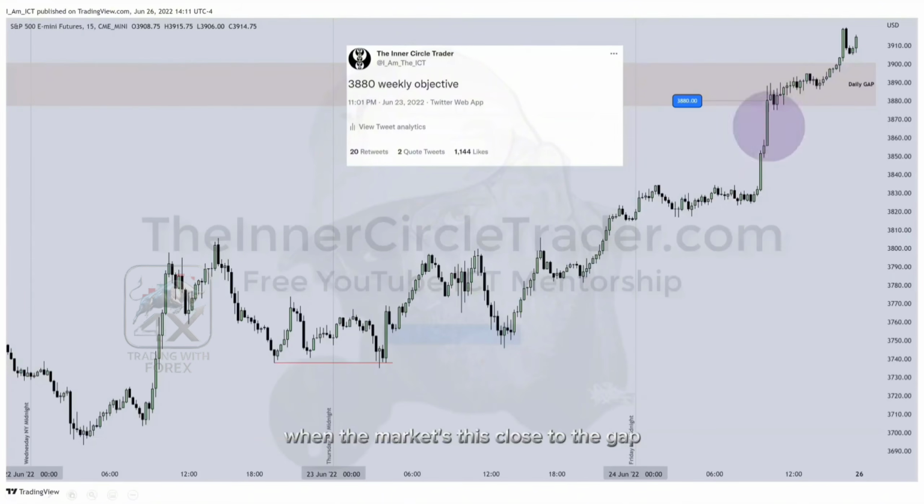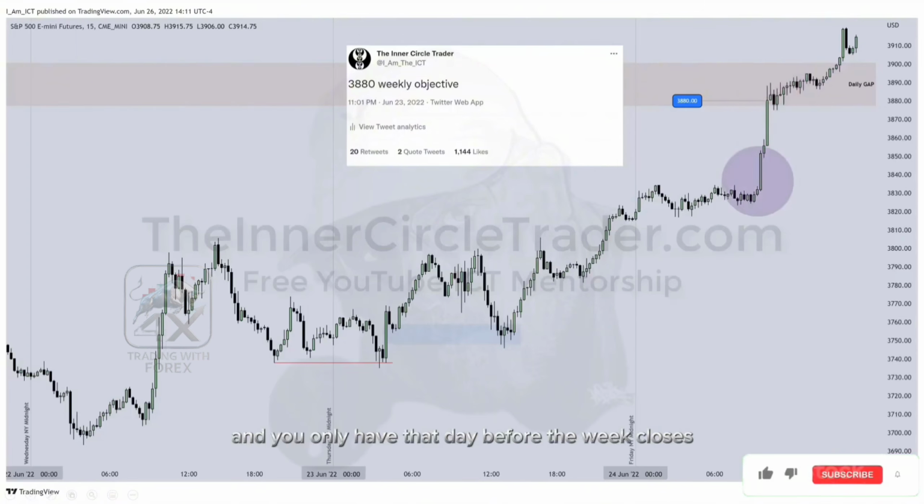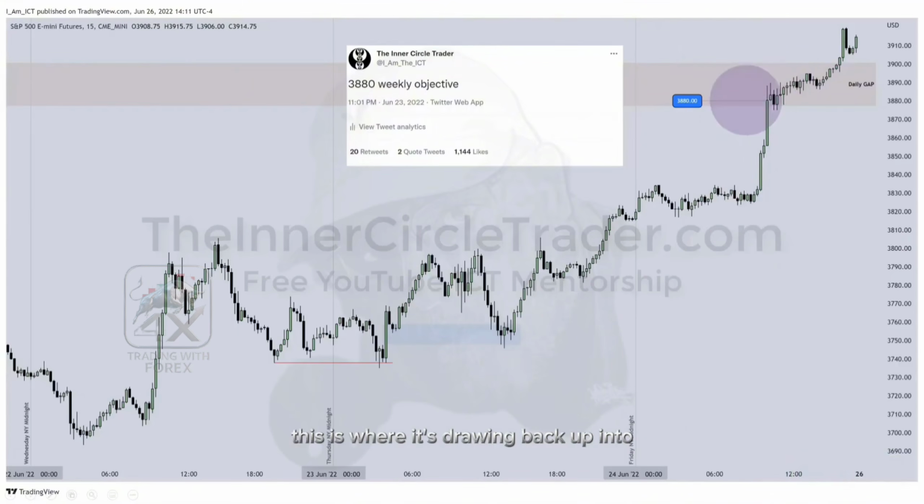When the market's this close to the gap or some premium array, and you only have that day before the week closes, everybody with any insight would know that this is where it's drawing back up into, because it's a gap. It's a real gap. Actual gaps have a tendency of filling in, and it's an obvious target.